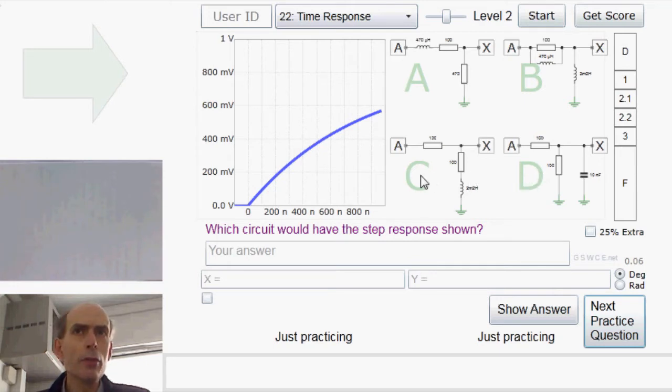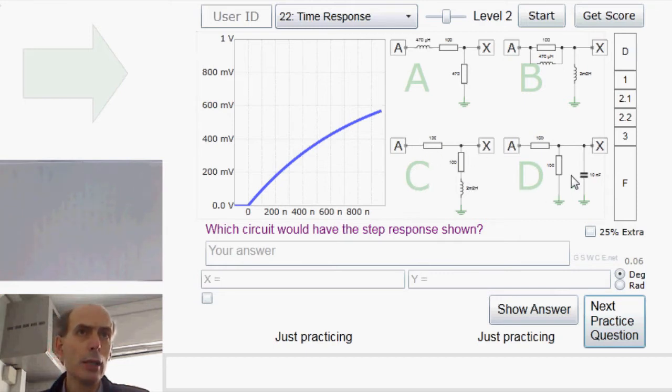Well, if we look at this circuit here, we can instantly eliminate it, since at an infinite amount of time, when the steady state has been reached, there will be no change in current and therefore no voltage across this inductor. That means that we have here a potential divider which just divides by 2. And with a 1 volt input, that would give us a 0.5 volt output. But the output here has already gone above 0.5 volts, so we can eliminate C.